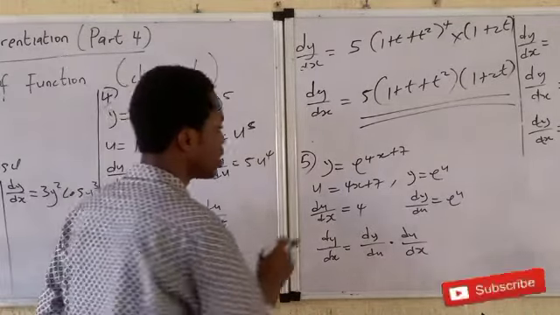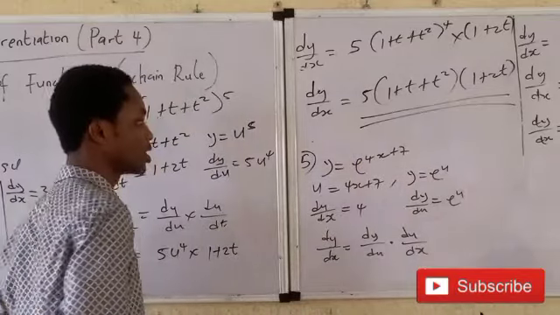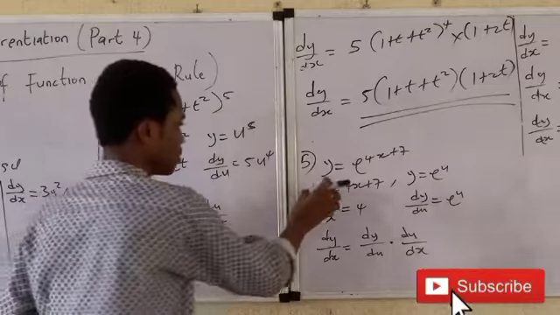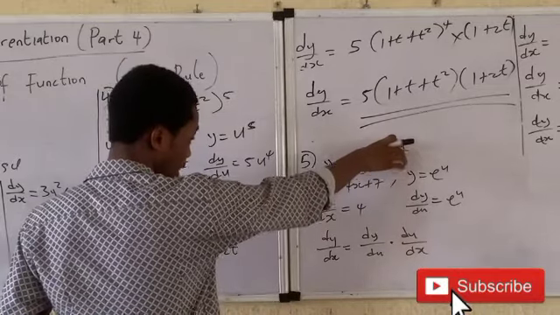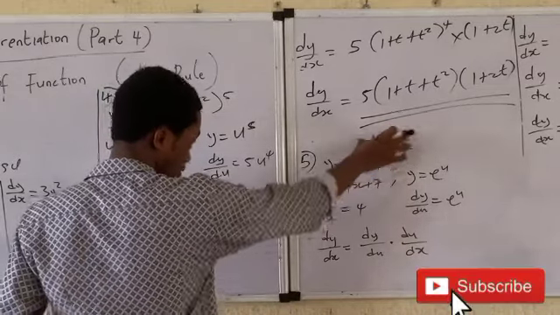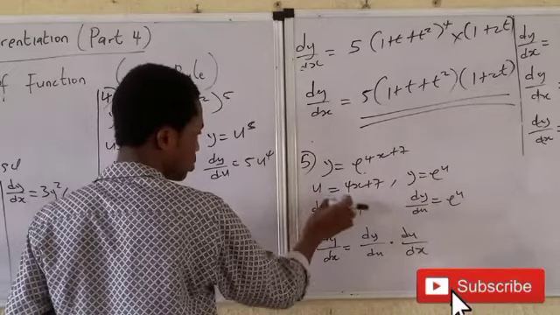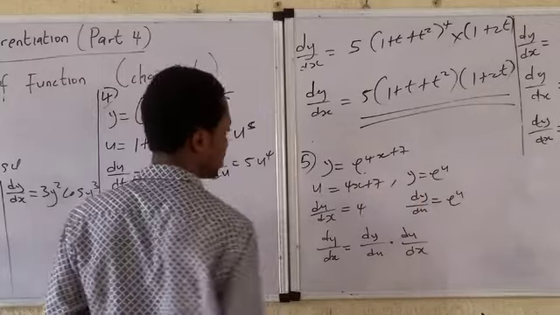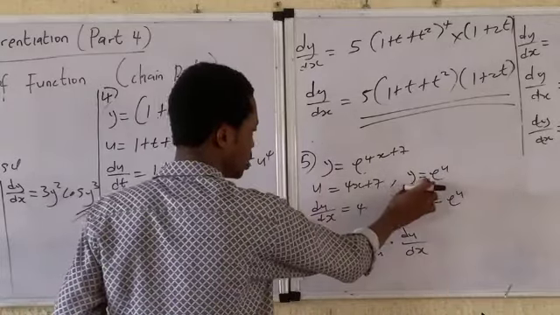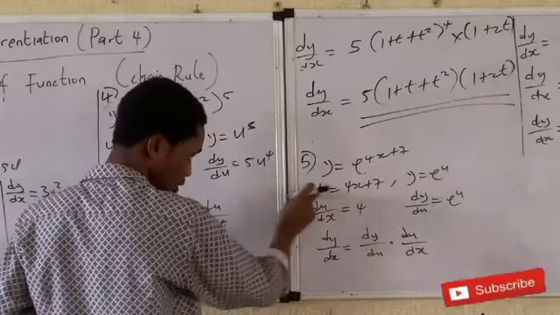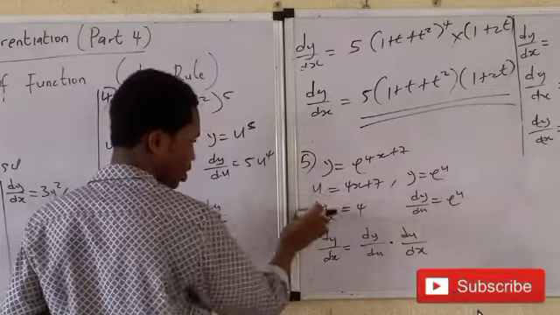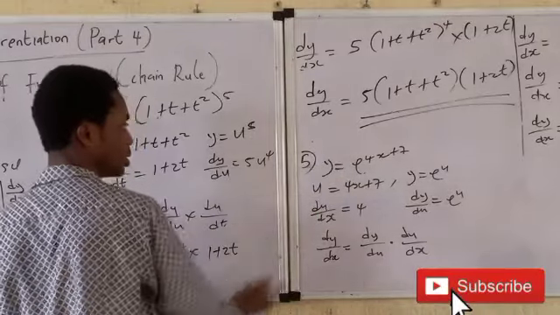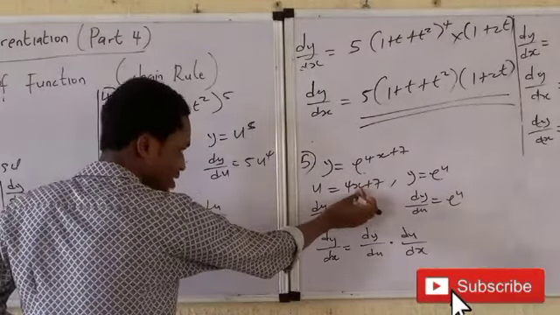Question number 5. y equals exponential raised to the power of 4x plus 7. u equals the power, right, the function, remember. So we take our u, 4x plus 7, as our u, while y equals exponential u. So I write this one again, just substituting using this u here. Now we differentiate this u with respect to x.